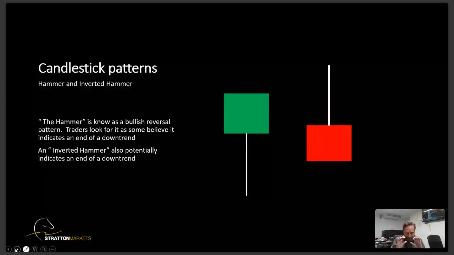this pattern, both the hammer and inverted hammer, has to form at a bottom of a downtrend. It can't form when the market is ranging, or when the market is on an uptrend, because that's a different pattern. This is at a bottom of a downtrend. And let me show you what I mean by this.